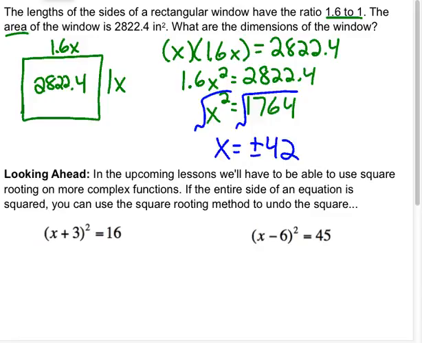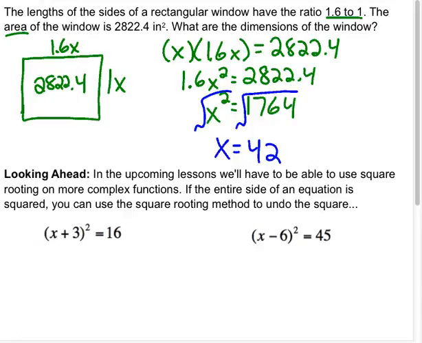Now in this instance, however, does a negative answer make sense? And I hope I can pretty easily convince you that no, it does not. A negative makes no sense here because we're talking about lengths, okay, the lengths of a window. So in real world situations, here I'm actually only interested in the positive solution. Negative doesn't make sense because we're talking about areas and lengths.